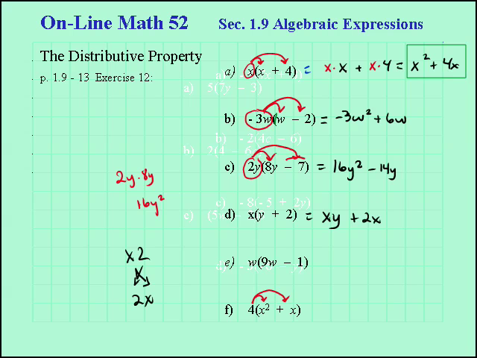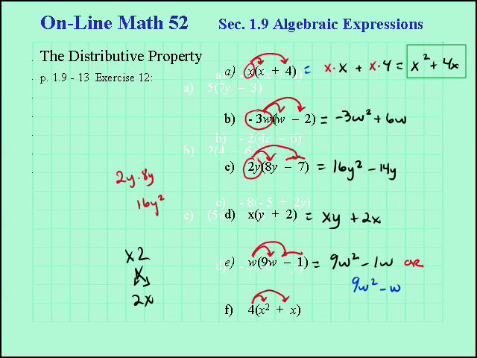Okay, and here's the w. The w multiplied by a 9w and by a negative 1. 9w squared, w times w, minus w times negative 1 is negative 1w. Or, I could have written this as 9w squared minus w. Okay?